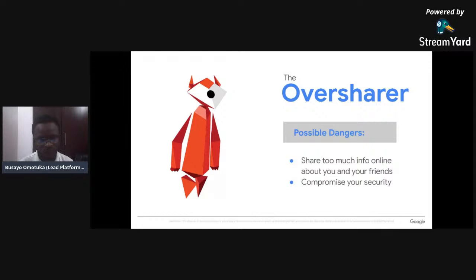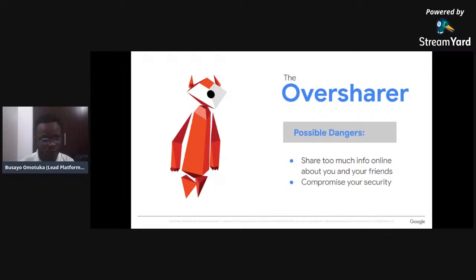Information like your bank information, your home address, your private images, and your platform's passwords. All of this information is very sensitive, and we want to protect it. So teachers should emphasize this and let the students know that these are their private information and they should not share it with people, especially strange people. So that is that about the oversharer.